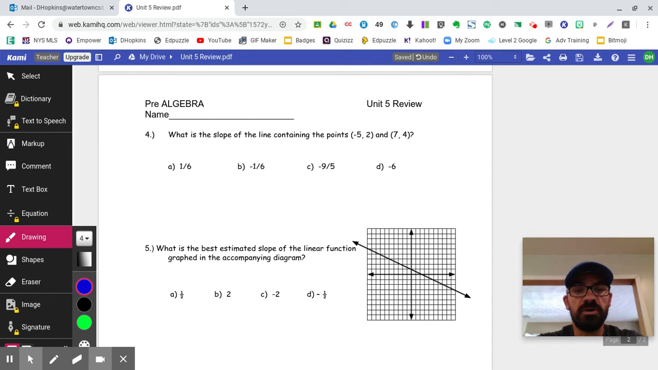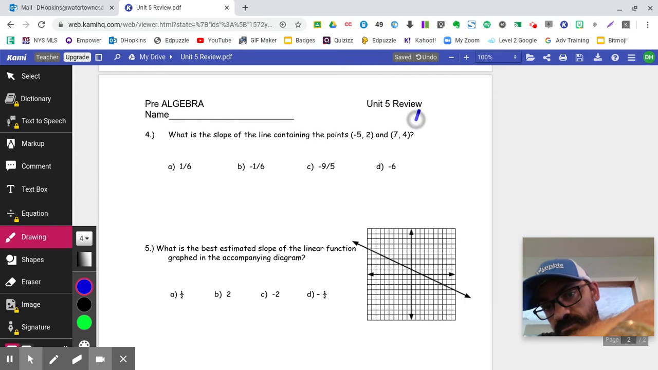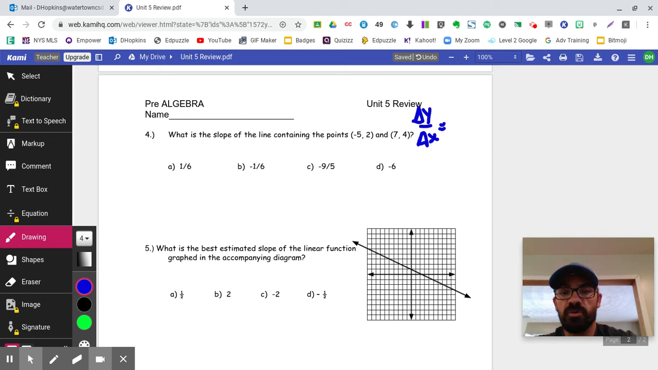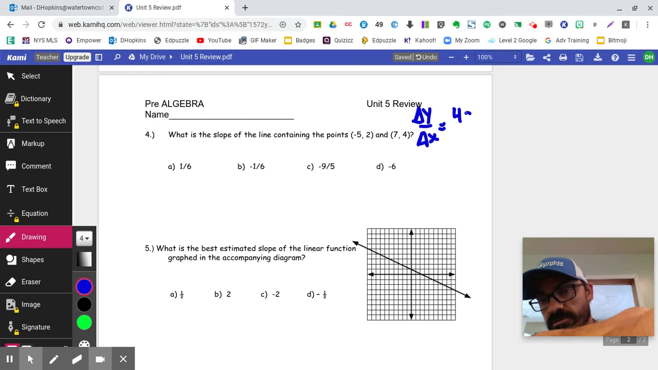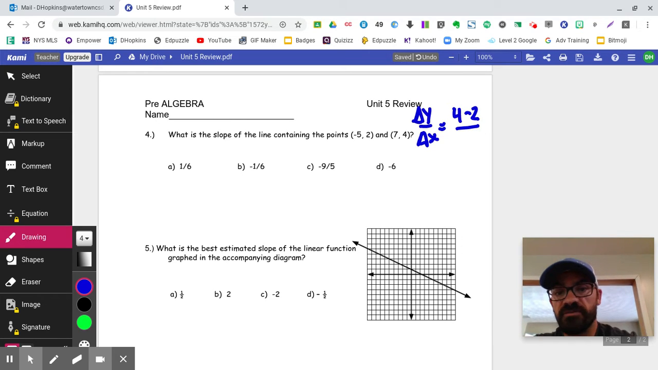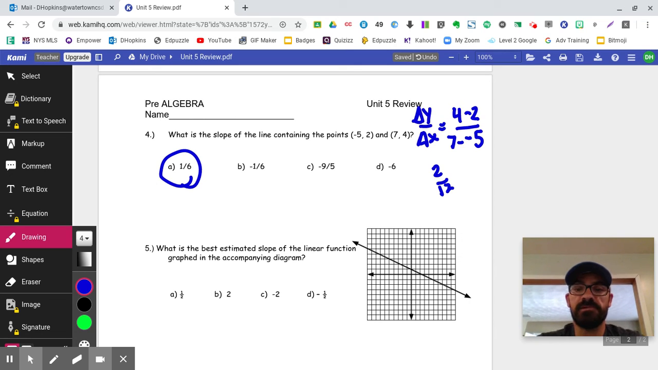Number 4. What is the slope of the line containing those 2 points? Let's do the same thing. Change in y over change in x. 4 minus 2 and 7 minus -5. So 4 minus 2 is 2. 7 plus 5 is 12. So if I get 2 over 12, that is the same as 1/6, choice A.